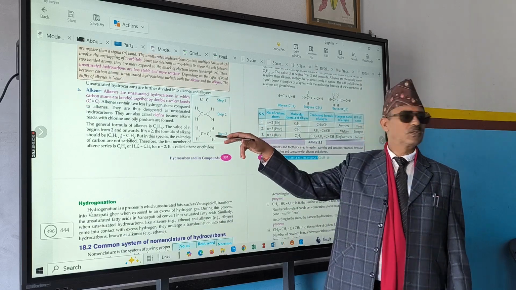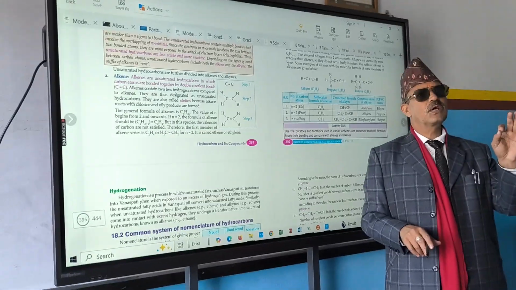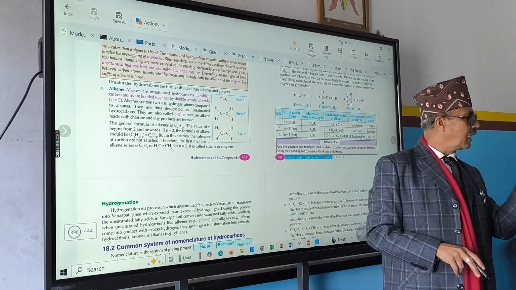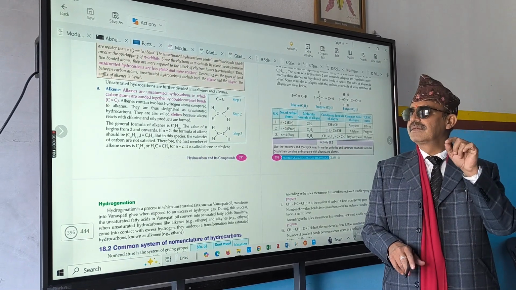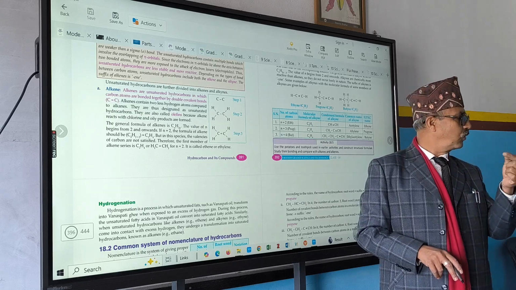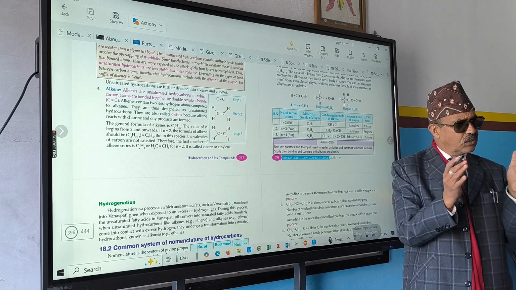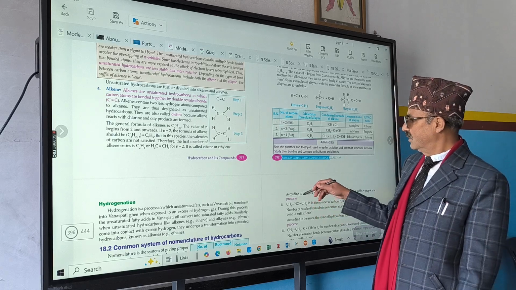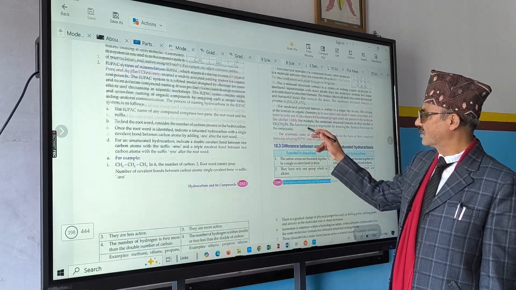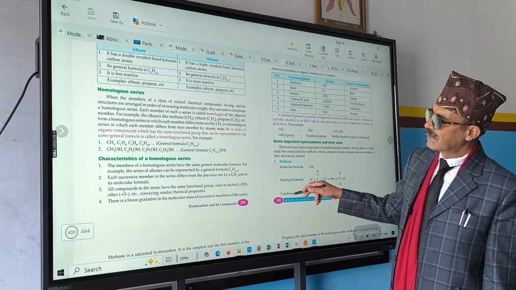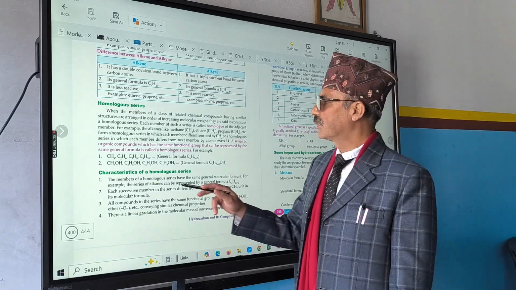So these are the structural formulas we have discussed. While writing structural formulae, you must identify whether it is an alkane, alkene or alkyne. Alkane means single bonds only; alkene has a double bond and alkyne a triple bond. So basically you must remember. Common names, molecular formula, structural formula and differences are done. Now another new topic, new heading.